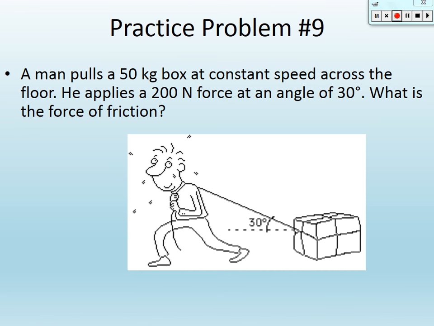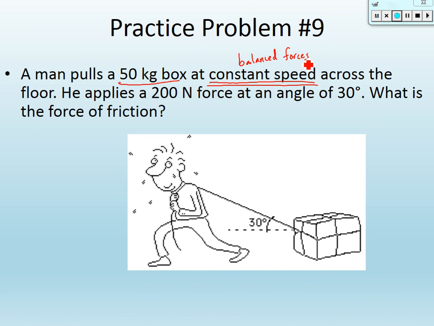Okay, practice problem number 9. Hey, this is going to be a typical problem, I'm going to put this one right on the test. A man pulls a 50-kilogram box at constant speed across the floor. Okay, I'm going to underline what it gives us. 50 kilograms is the mass of that box. Underline constant speed. What does that mean, guys? Please put balanced forces. Right there.